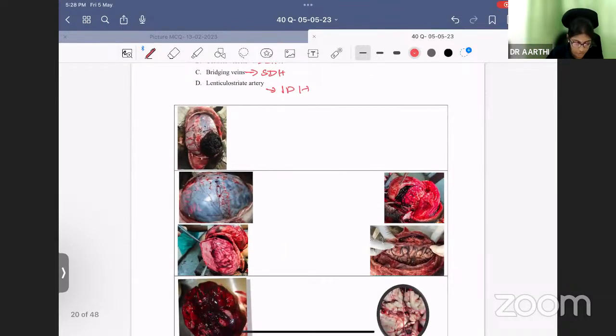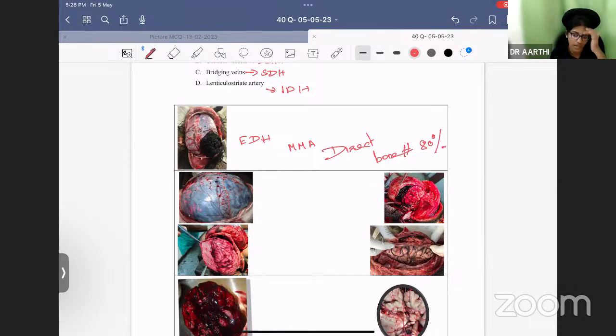Okay. So here you have a proper extradural hemorrhage, okay? And the vessel is the middle meningeal artery. It is produced due to direct trauma. Direct means the bone has fractured or some direct impact has happened. So bone fractures are associated in more than 80% of cases, right?